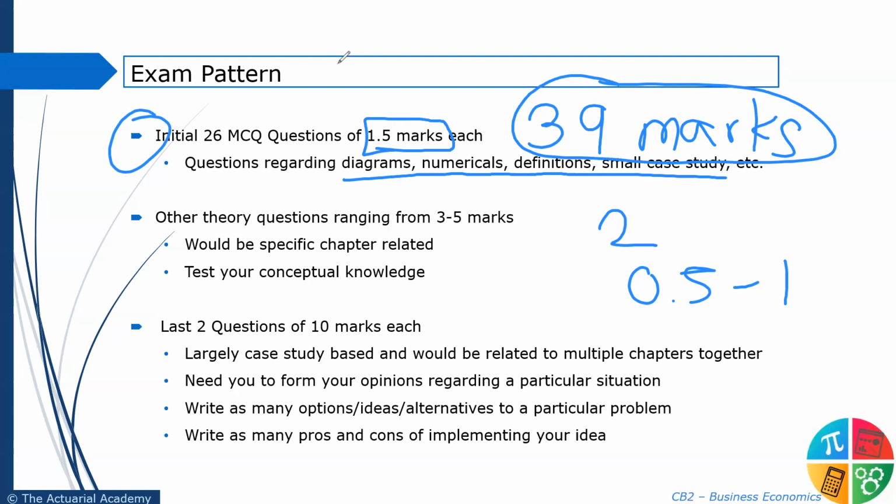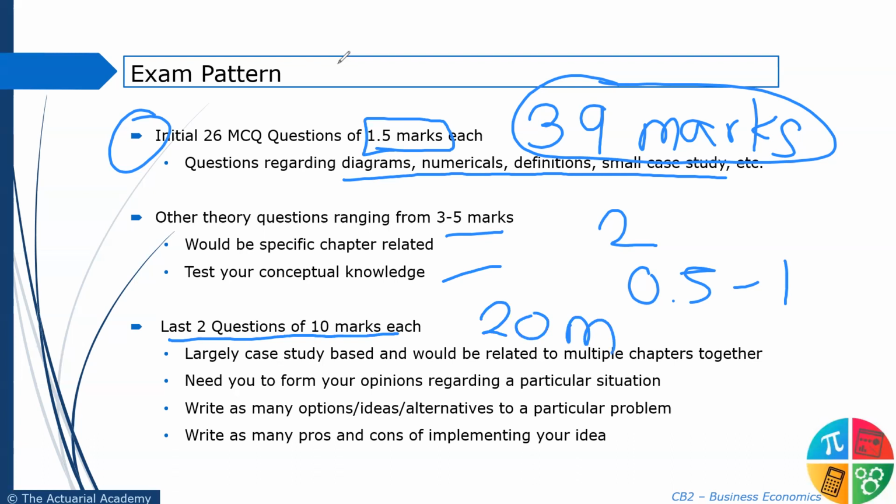Then post the MCQs, post the 26 questions, there will be other questions of theory ranging from 3 to 5 marks, 5 to 7 marks roughly. They would be specific chapter related or a group of chapter related, मतलब chapter number 3 या 4 का combined एक question आया. Likewise, normal how CSCM papers have the questions, normal 3, 5 marks, 7 marks questions, short, they'll test your conceptual knowledge. ऐसे type के questions आएंगे. Then at the end, there will be two large questions of 10 marker each. So this is again 20 marks. And so as you can calculate, this will make 59 marks.